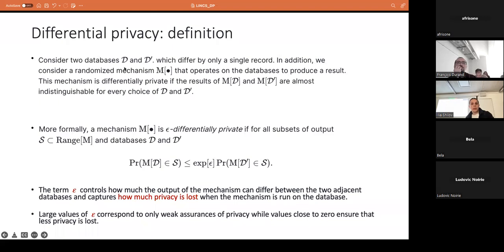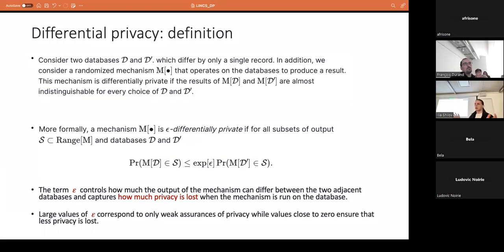Here it is written that these two databases differ only by a single record. So if an adversary wants to know whether Michael Brown is in the dataset or not, and we have two datasets, one where Michael Brown is and another where Michael Brown is not, then the probabilities of obtaining the same response to the adversary's query shouldn't be too far away from each other. And how far away they are is measured exactly by the parameter epsilon, which we take in an exponential law.